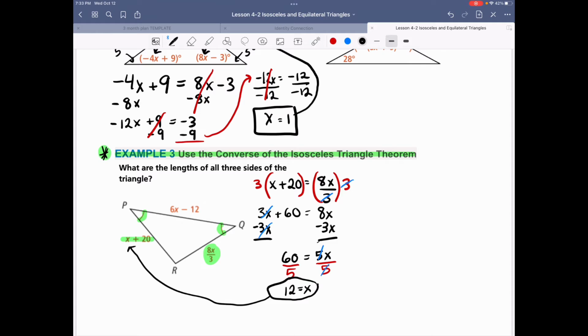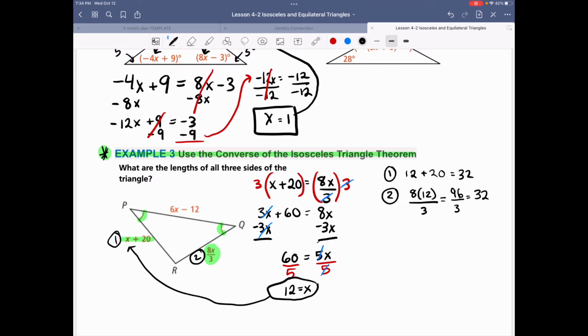So 12 plus 20. Well, I'm going to label this 1. So 1 is 12 plus 20. That equals 32. And then side 2, it better equal 32 also because they should be equal, but we'll plug in 12 to x. 8 times 12, do some mental math, is 96. 96 divided by 3, oh thank goodness, it's 32.